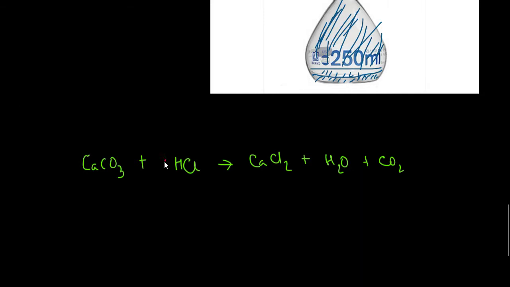So this is 2 here, and this is 1. Okay. So I'm going to find out the moles of HCl. So moles of HCl that was required to neutralize the calcium carbonate is going to be volume in dm cube, so remember that, times concentration in mole per dm cube.